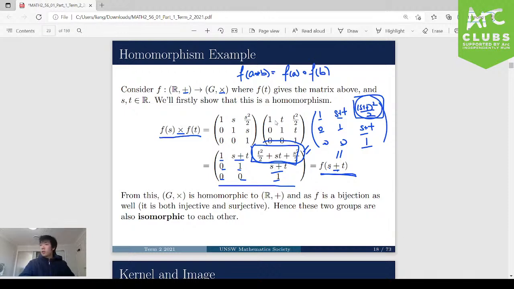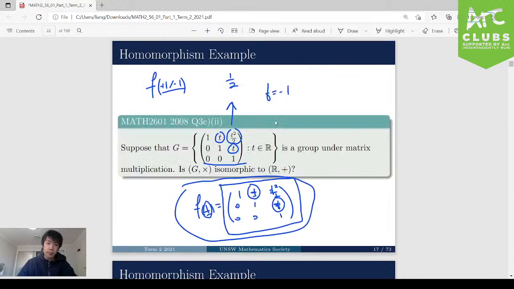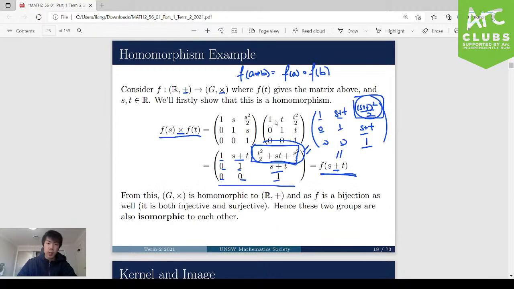Good. So that way, firstly, I've shown that it's a homomorphism, and secondly, that it's both injective and surjective, just by reasoning here. And so it's also isomorphic.